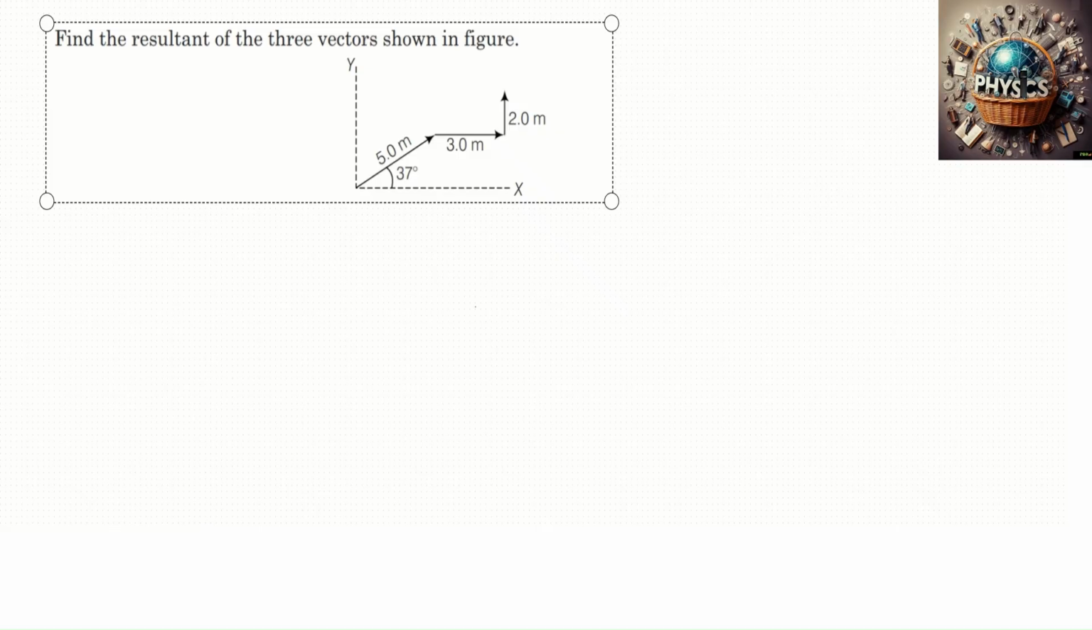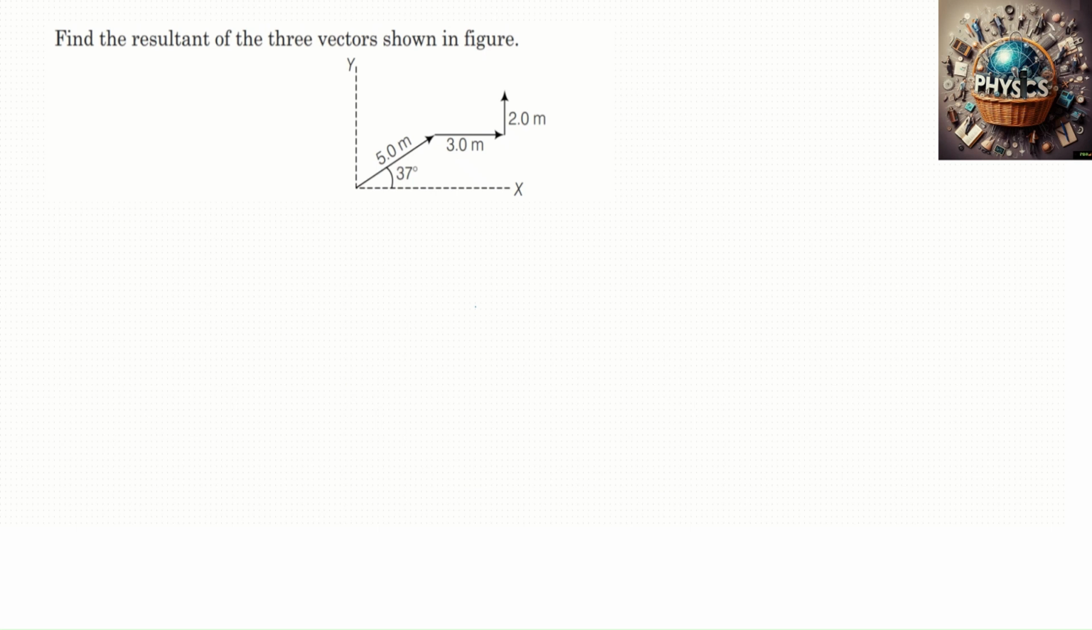So here is the next question. It says that we need to find out the resultant of the three vectors. The first vector is 5 meter at 37 degrees, the second vector is parallel to the x-axis, and the third vector is along the y-axis. Let us say the first one is A, B, and C.